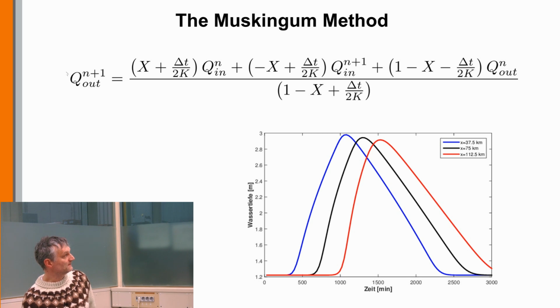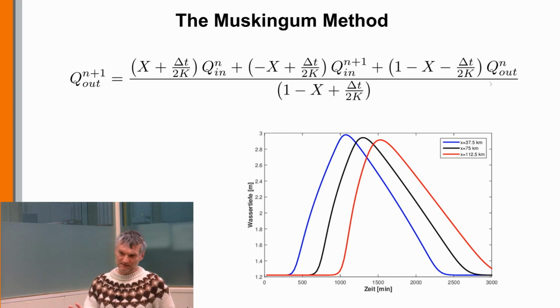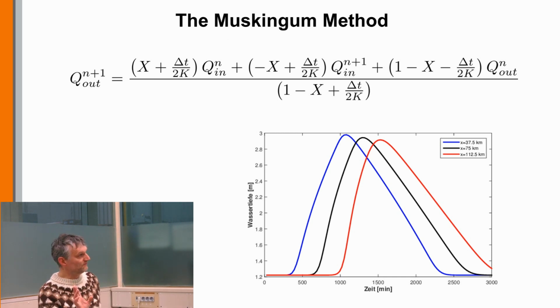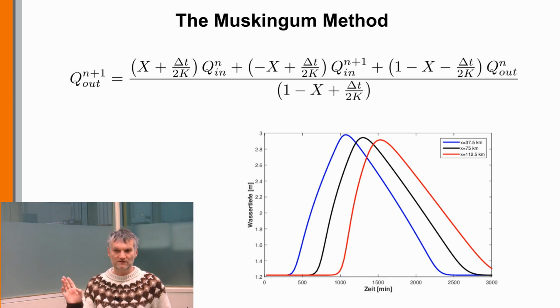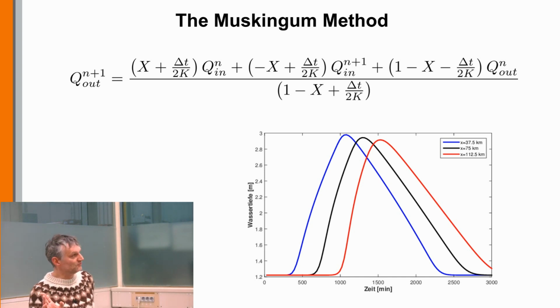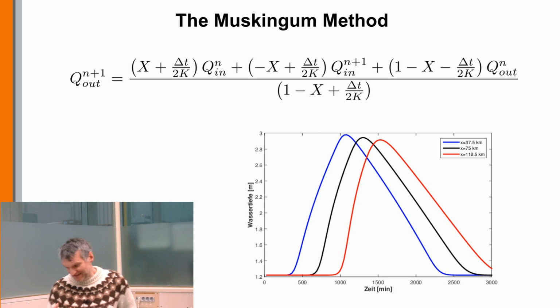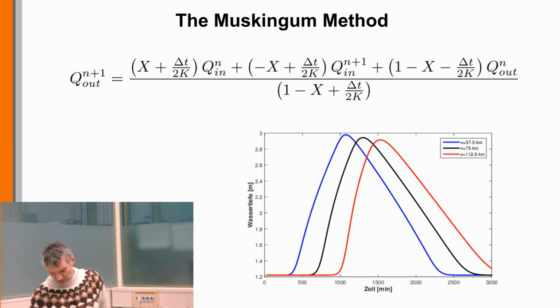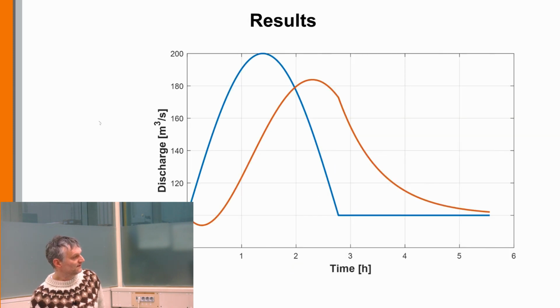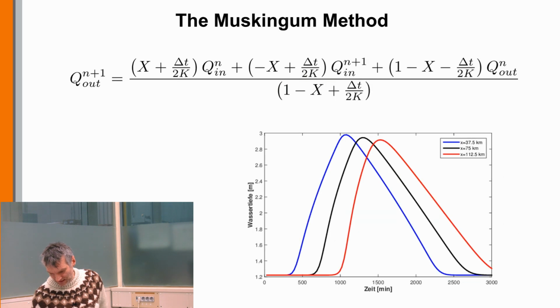The outgoing flux at the next time step is a function of both the ingoing flux and the first outgoing flux. So in the first time step, we have to assume the outgoing flux, for example, to be the same as the ingoing flux. But when we have a start outgoing flux, then we can calculate all the next outgoing fluxes and the results. I tried it. This is not the Muskingum method, what I have here.